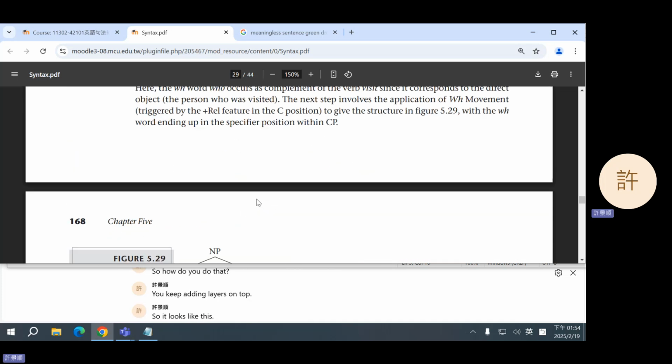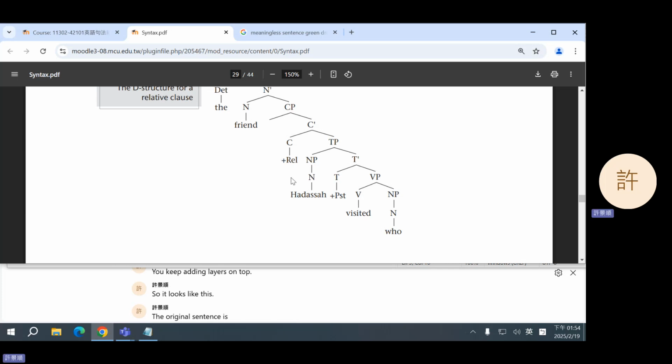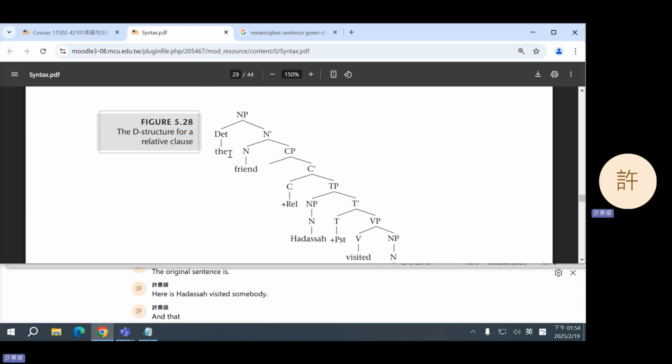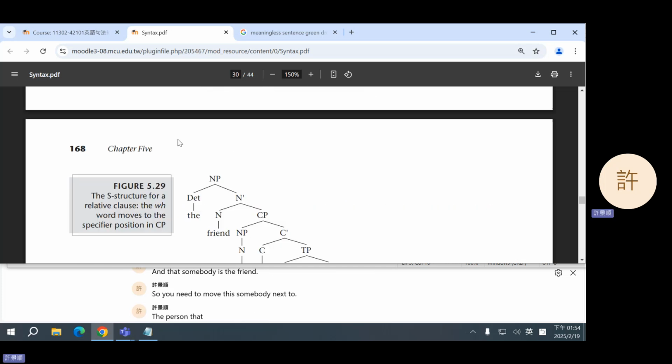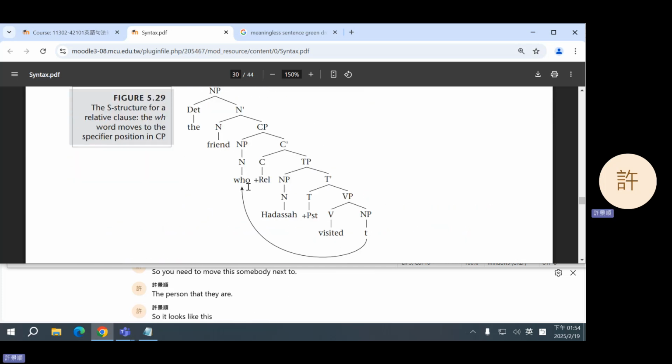The original sentence here is Hadassah visited somebody, and that somebody is the friend. So you need to move this somebody next to the person that they are. So it looks like this. You move the who here, and it's not a question. It's a relative clause. So the friend who Hadassah visited. And again, this is not empty. You don't have to add a new word here. This is not empty.